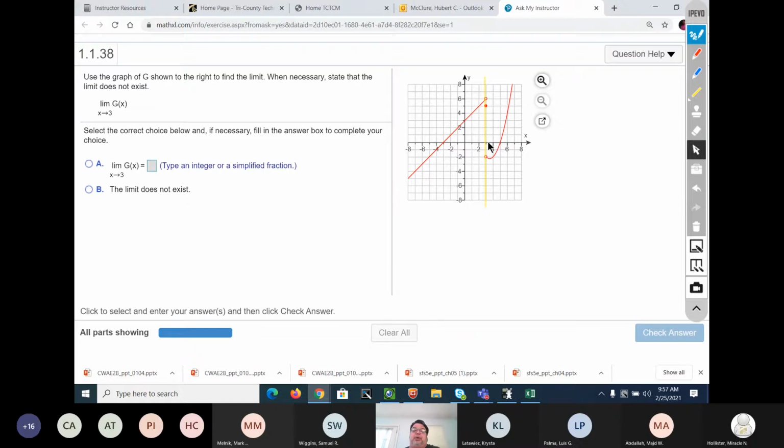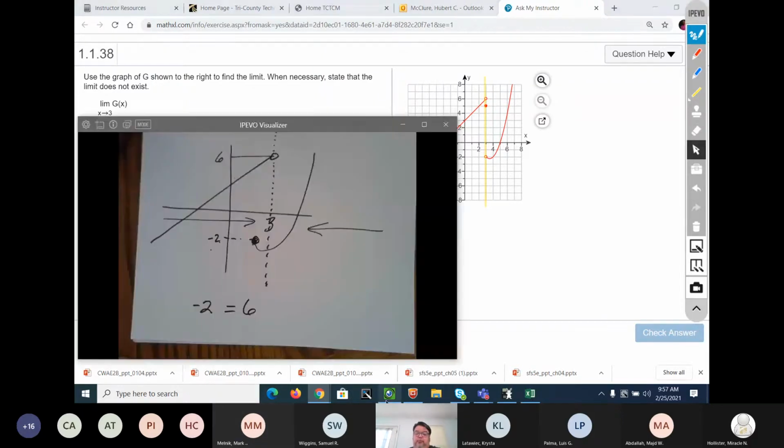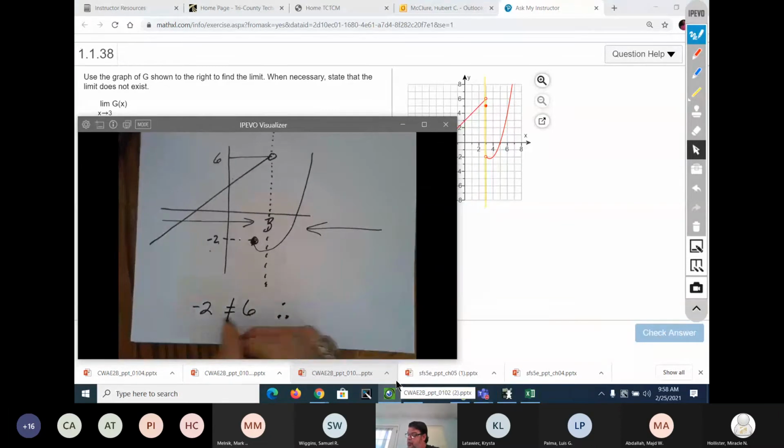And as I approach 3, I'm getting close to what? I'm pointing at it. -2. So down here, I'm getting close to -2. Does -2 equal 6? No. They're not equal. Therefore, if they're not equal, the limit does not exist.